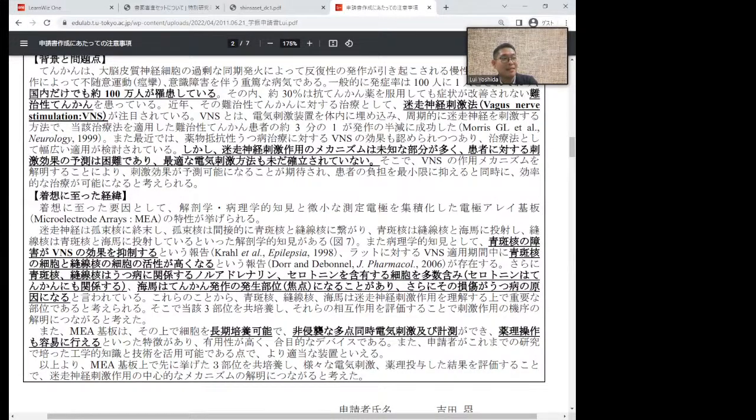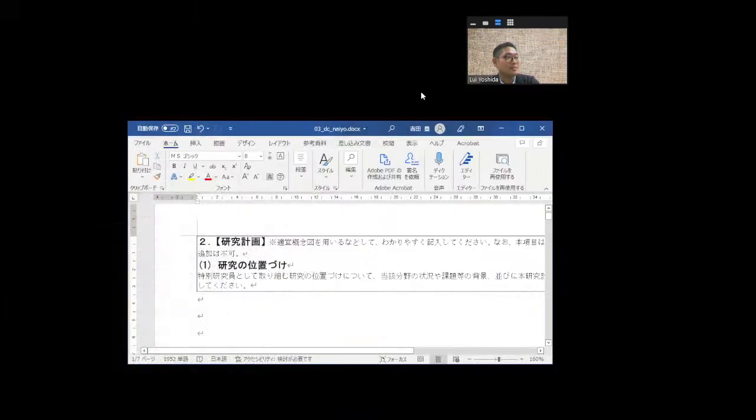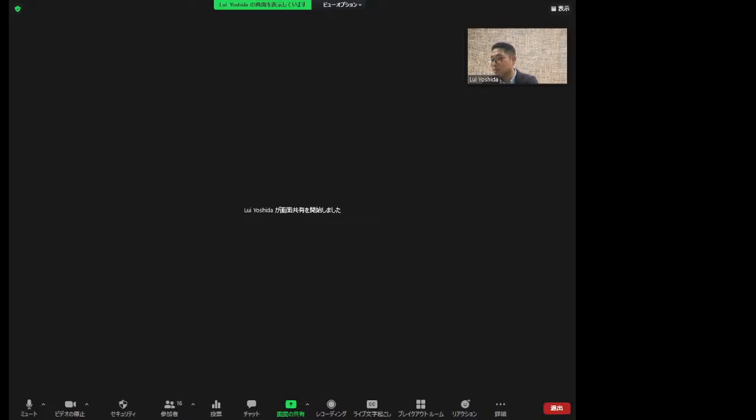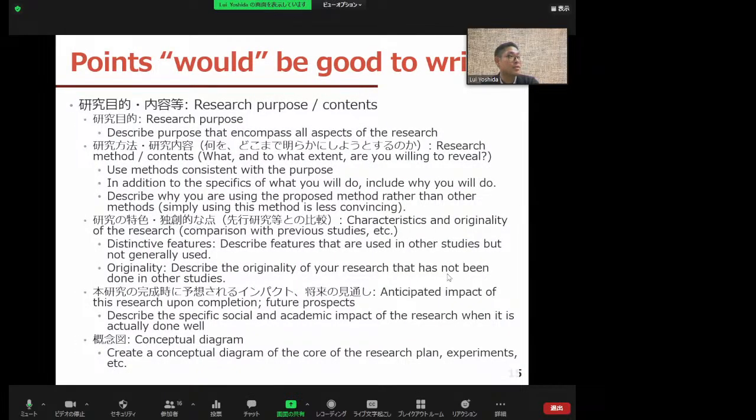So something like that. Please write the story of your research plan, your research proposal, in a very concrete and logical way. That is one section, and I will go to the next section.